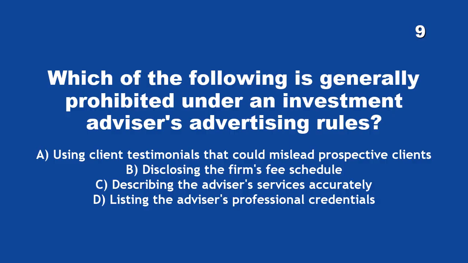Which of the following is generally prohibited under an investment advisor's advertising rules? Option A, using client testimonials that could mislead prospective clients. Option B, disclosing the firm's fee schedule. Option C, describing the advisor's services accurately. Option D, listing the advisor's professional credentials. The correct answer is A, using client testimonials that could mislead prospective clients.